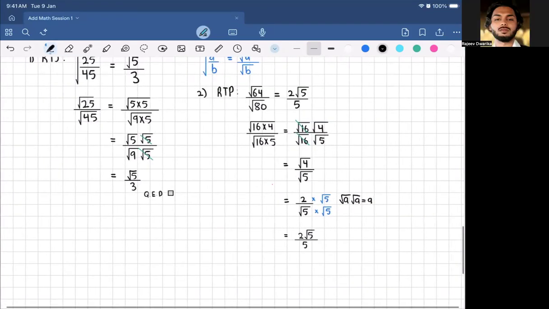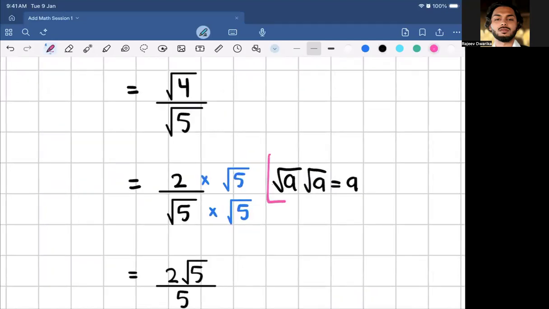So, Sheena, that is what rationalization is, by the way. I kind of introduced it with that question. You saw how we got rid of the square root sign? That's what it means to rationalize: to get rid of the square root sign in the denominator. So this question was a little tricky.